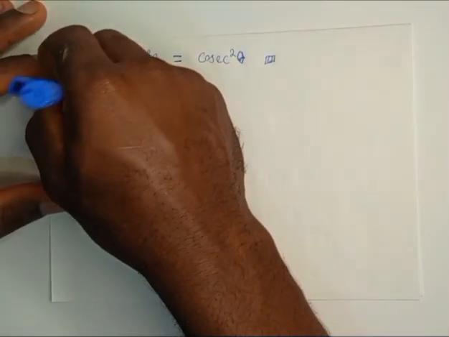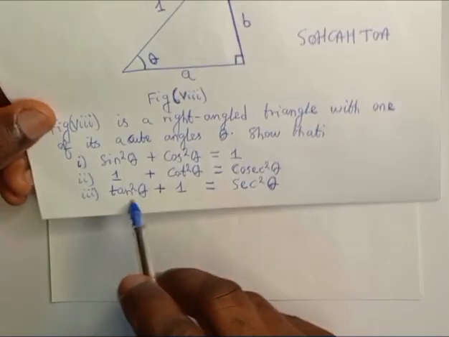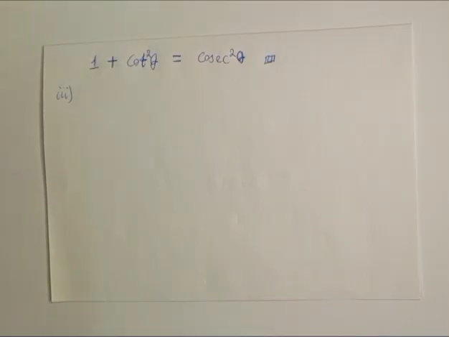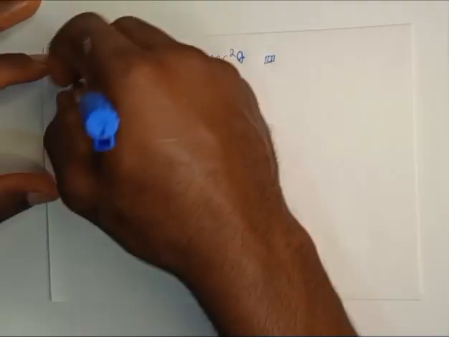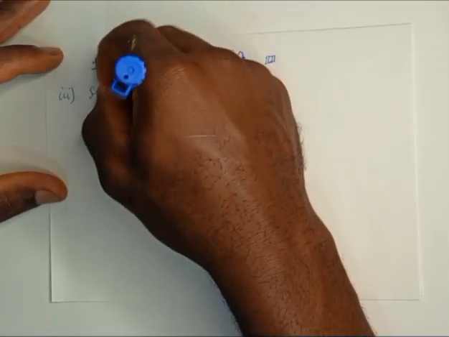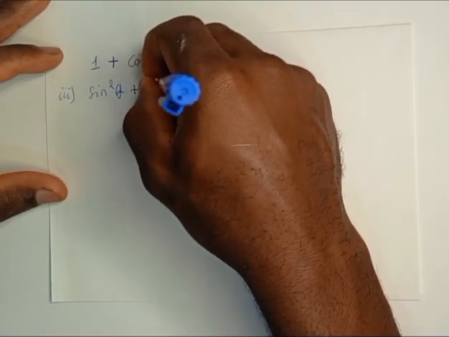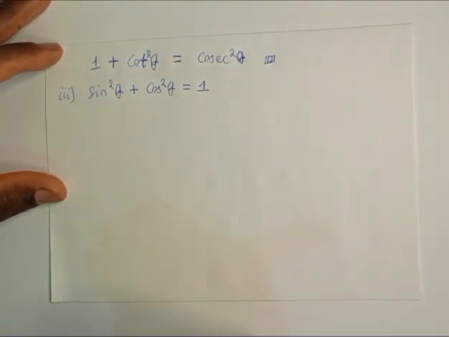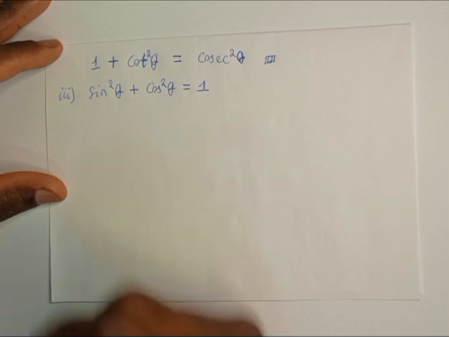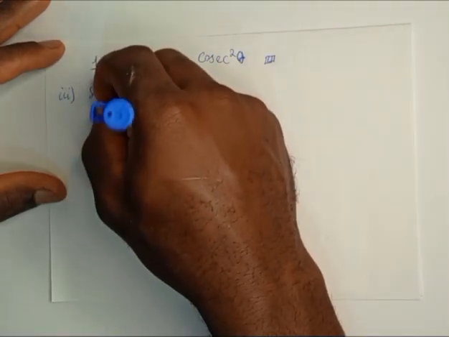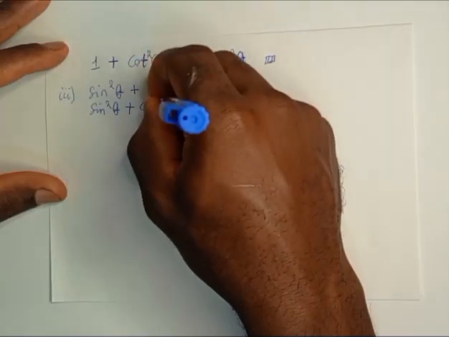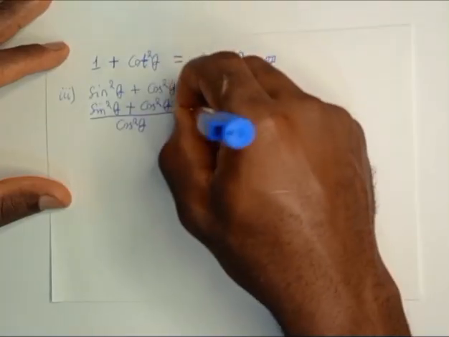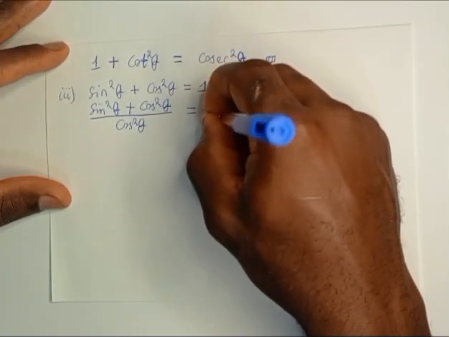We move now to 3(i). For 3(i), we have to show that tan²θ plus 1 is equal to sec²θ. For us to show this, we are going to make good use of the identity we have in (i), which is sin²θ plus cos²θ is equal to 1. We are going to divide all through by cos²θ. This will give us sin²θ plus cos²θ divided by cos²θ to be equal to 1 divided by cos²θ.